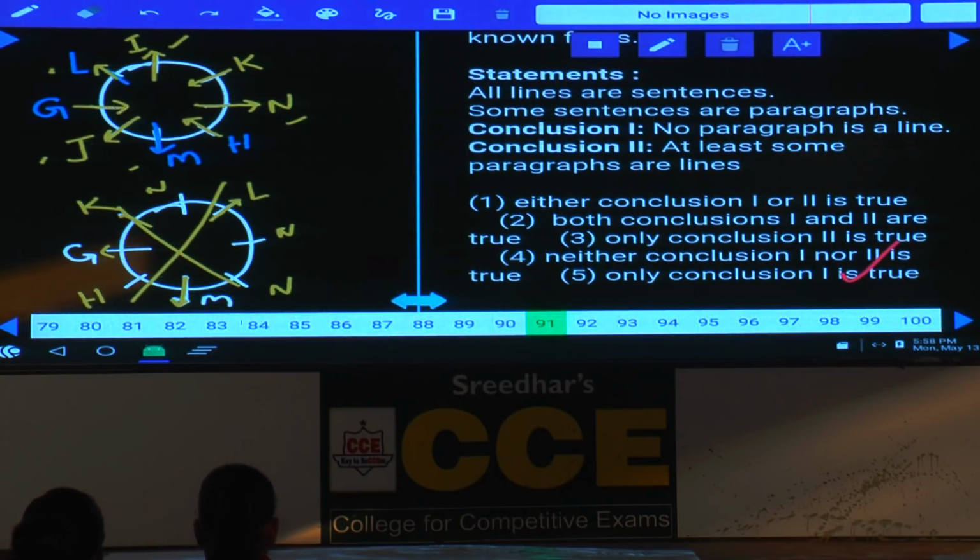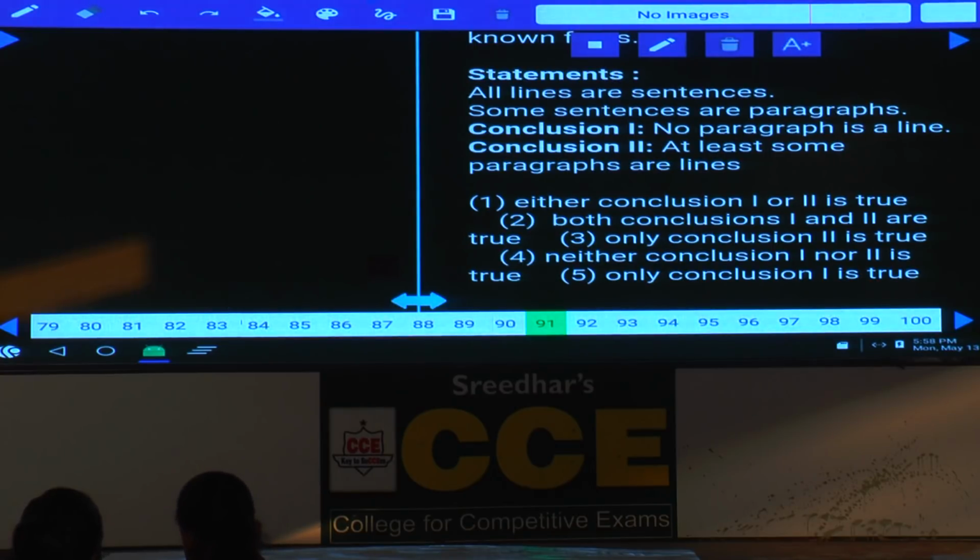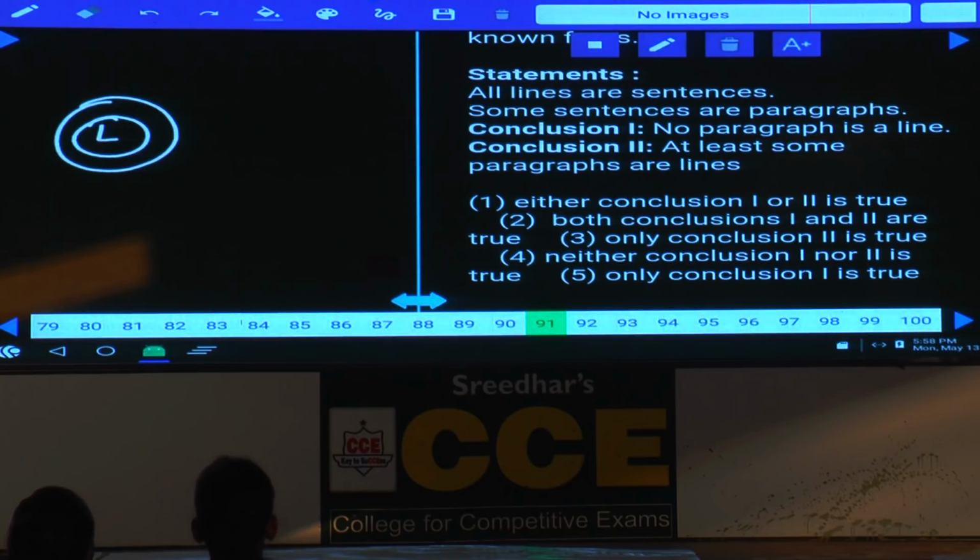Now this 91 to 95 is based on syllogisms. All lines are sentences. All these lines or sentences can be written like this, and some sentences are paragraph, intersection between sentence and a paragraph. First one, no paragraph is a line, definitely true. And second one, some paragraphs or lines is false.